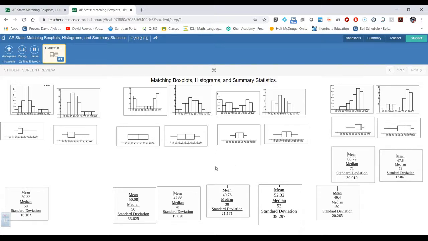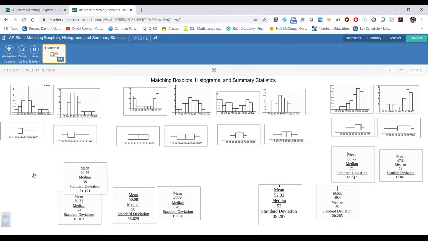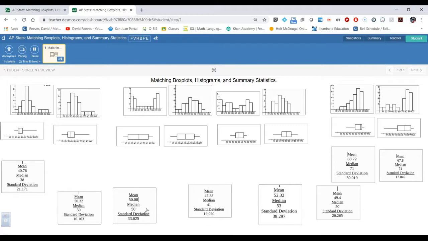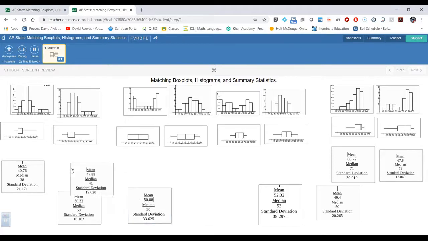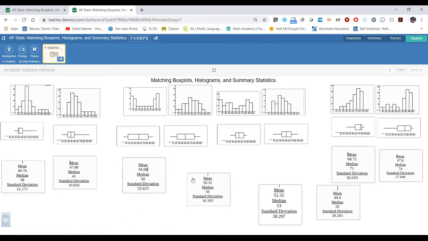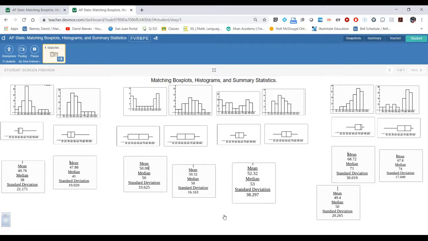Okay, now I'm going to look just the opposite. I'm looking for lower means and medians. Let's see here. I've got a 38 for that median. And let's see, this median is 41. Those are the lowest two medians and means. And then these ones again are all hovering around 50, right?